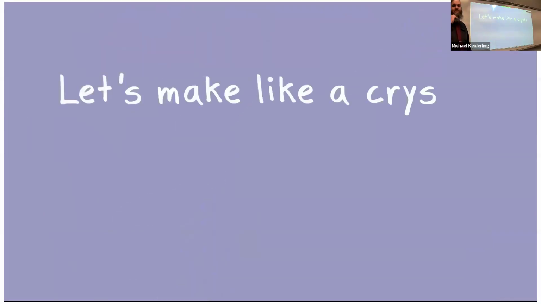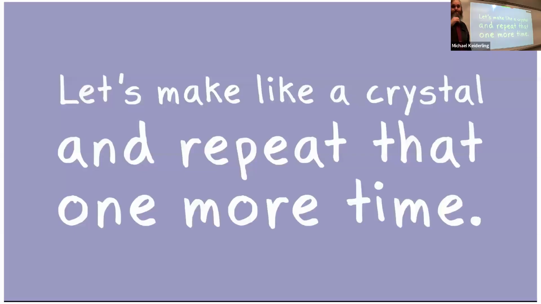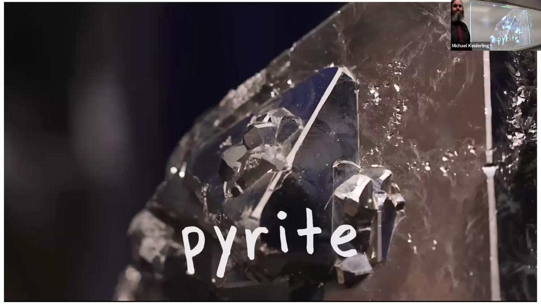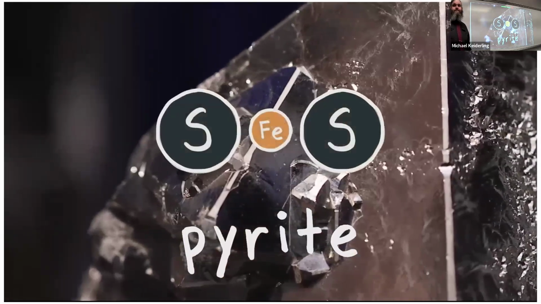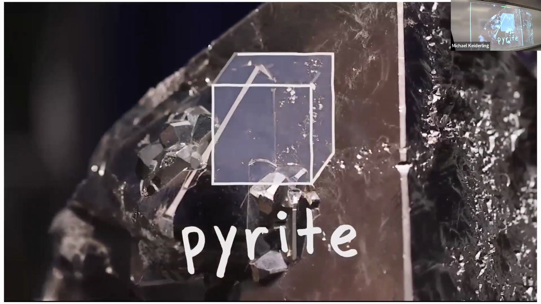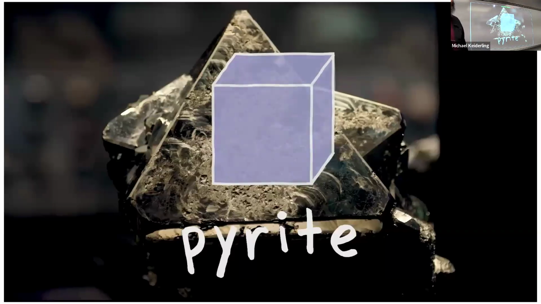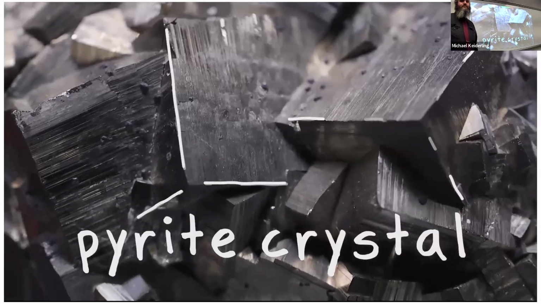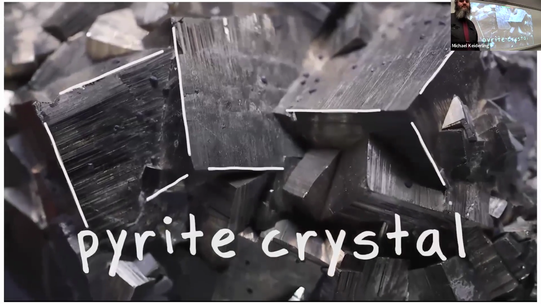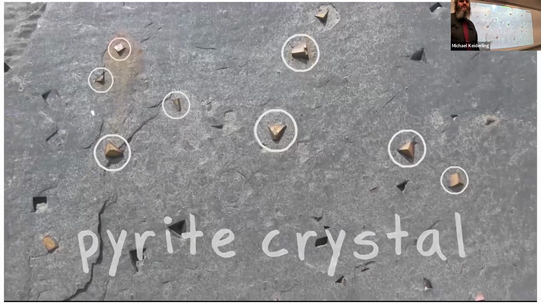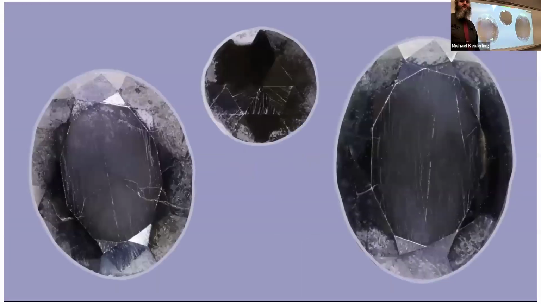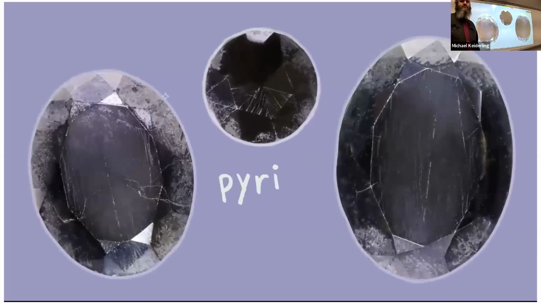Let's make like a crystal and repeat that one more time. Think about pyrite or fool's gold. Pyrite is a mineral made of iron and sulfur. Those elements come together in the shape of a cube and repeat to form a pyrite crystal. These crystals can get so big you can see them with your naked eye. Other times, the pyrite crystals are just flecks in a rock like slate. And if it was cut and polished with flat faces, it would be considered a pyrite gem.